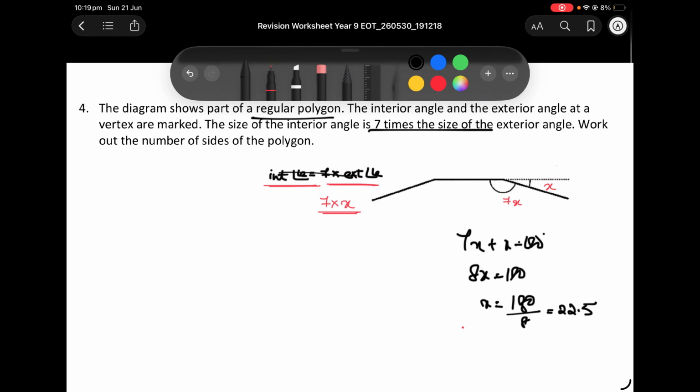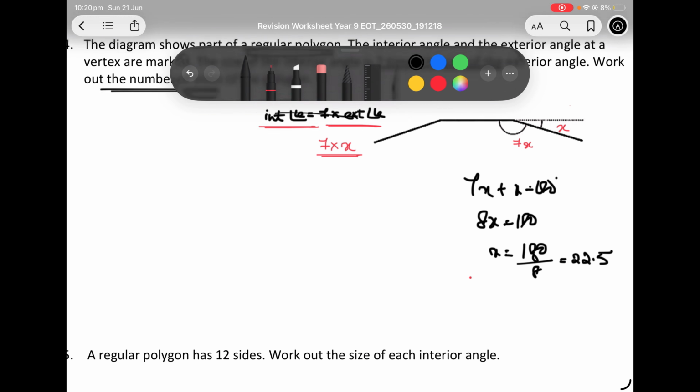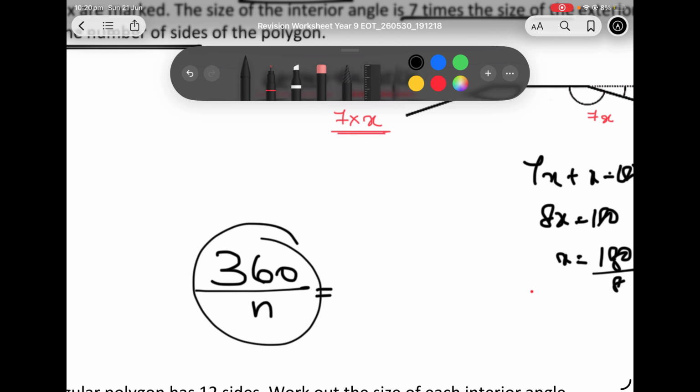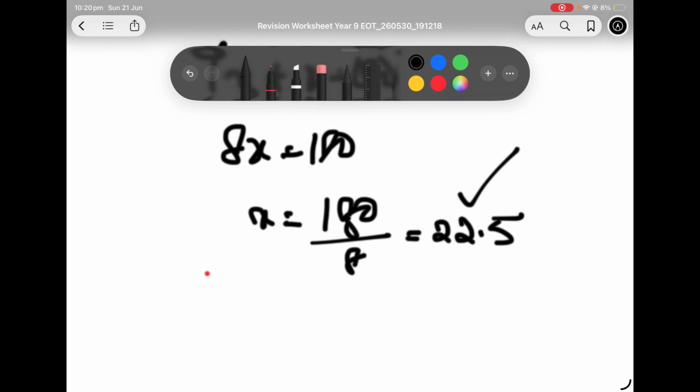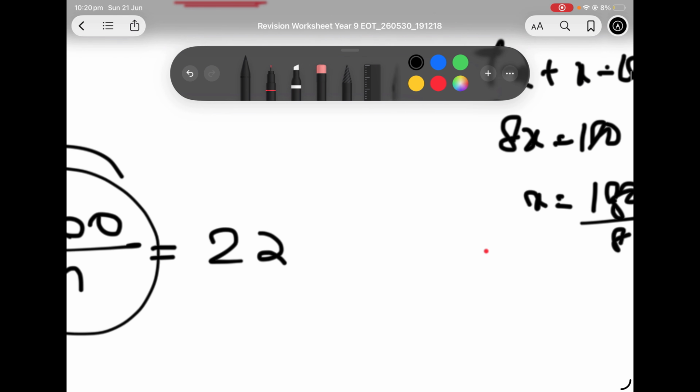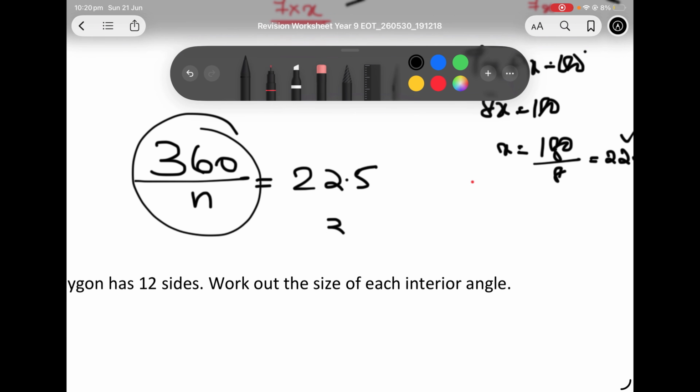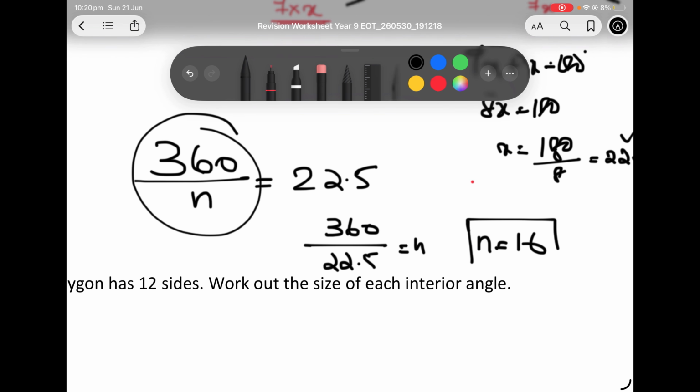Now here they are asking me to work out the number of sides. So we know the sum of exterior angles is 360. One exterior angle, if I have to find, is 360 by n. One exterior angle I got is 22.5 already. Then what is the n value? The n value would be 360 divided by 22.5, that will give me the number of sides. That is equal to n is equal to 16.